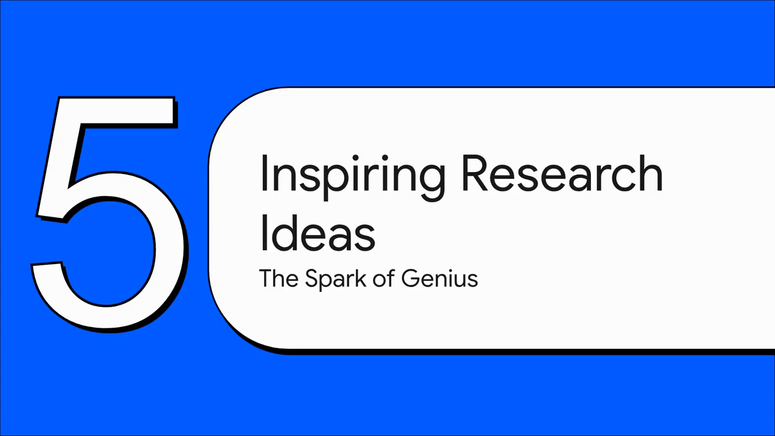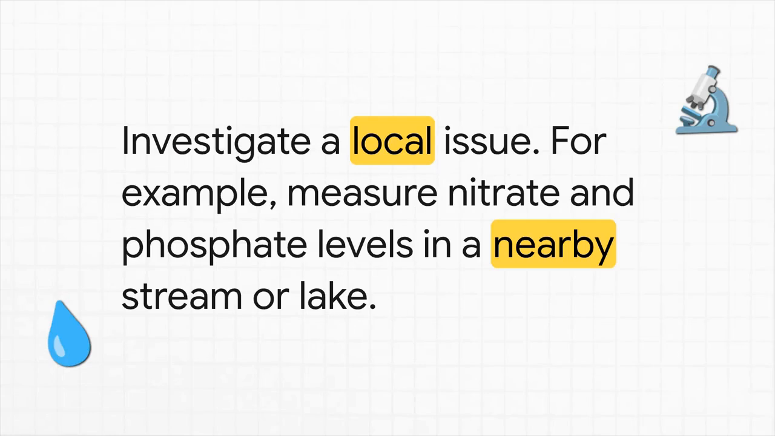All right, let's talk about the elephant in the room, that very first step, choosing a topic. It can feel like you need some kind of lightning bolt of genius to strike, right? But honestly, the best ideas are usually hiding right in your own backyard. Let's look at a few examples to get your brain going. So, one fantastic approach is to check out a local environmental issue. I mean, you could literally go take water samples from a nearby stream or a lake and test them for things like nitrates or phosphates. It's hands-on, it's manageable, and it's directly connected to your own community.